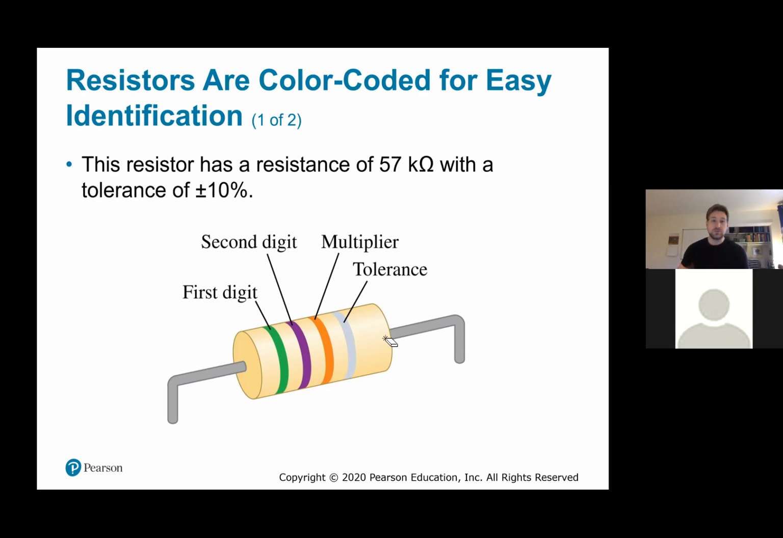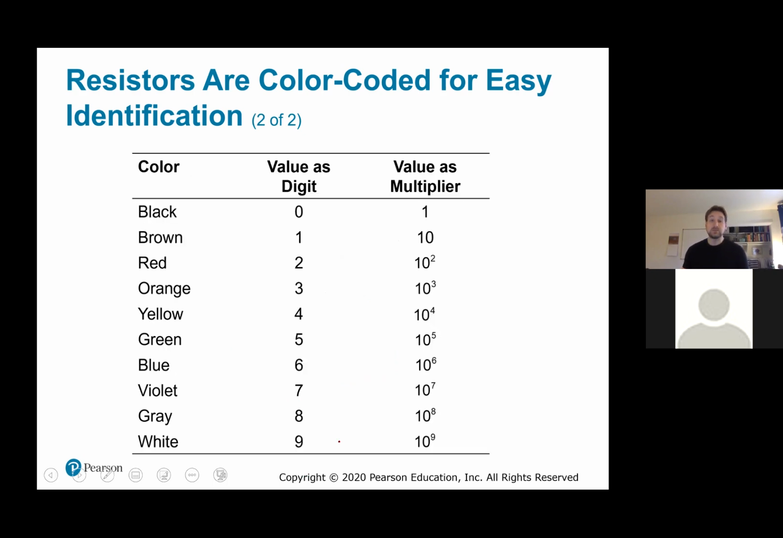57 kilo ohms with a tolerance. Could be plus or minus 10%, which sounds like a lot. 5, 7, 10 to the 3, and a silver tolerance is 10%. How am I ever going to remember that? Well, we look it up in a table.